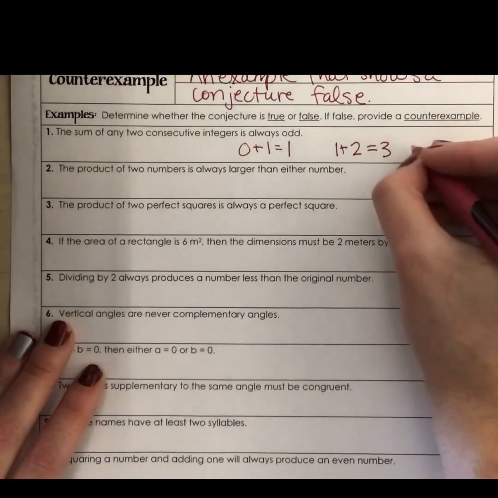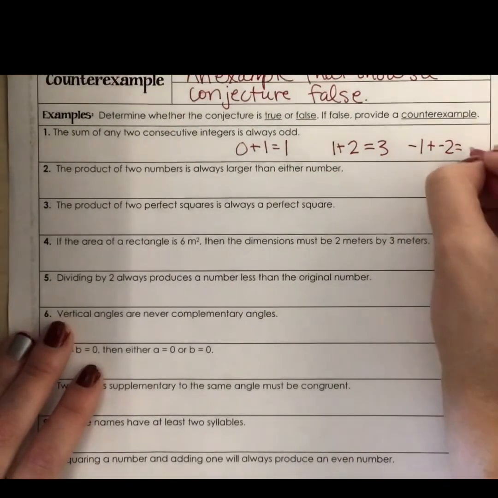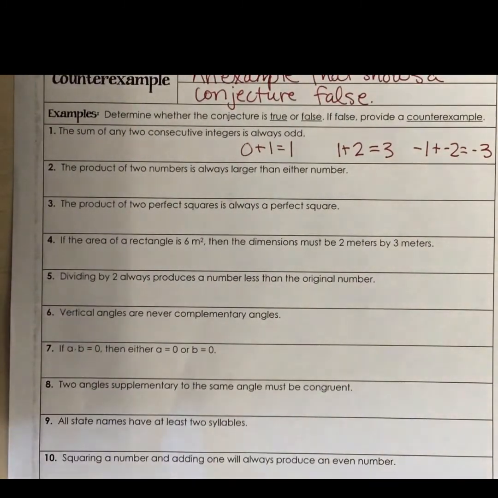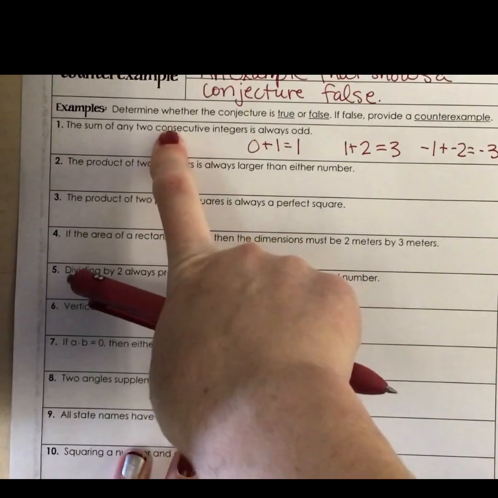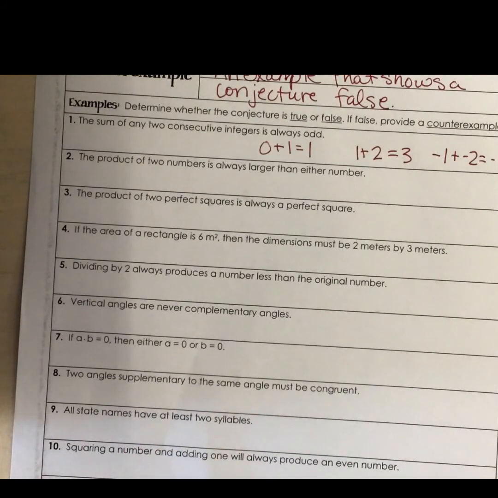What if I take -1 plus -2? Well, that would give us -3. So we have to think back on what our integers are. Those are all the positive and negative whole numbers. When we say consecutive, that means that it comes next in order. So consecutive 0, 1, 2, 3, we want to make sure that we're adding them in the right way.